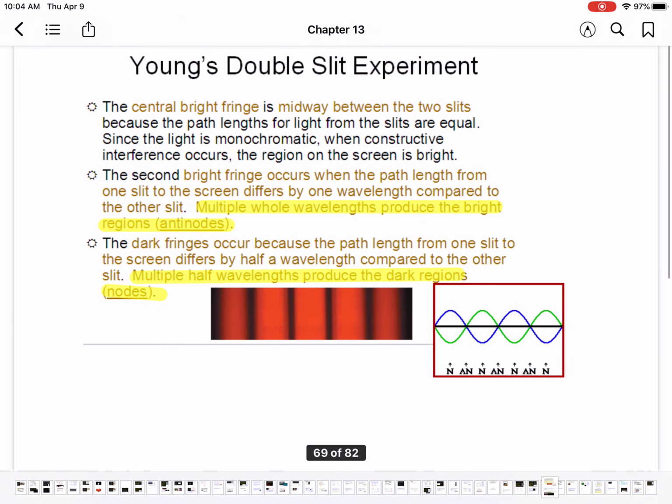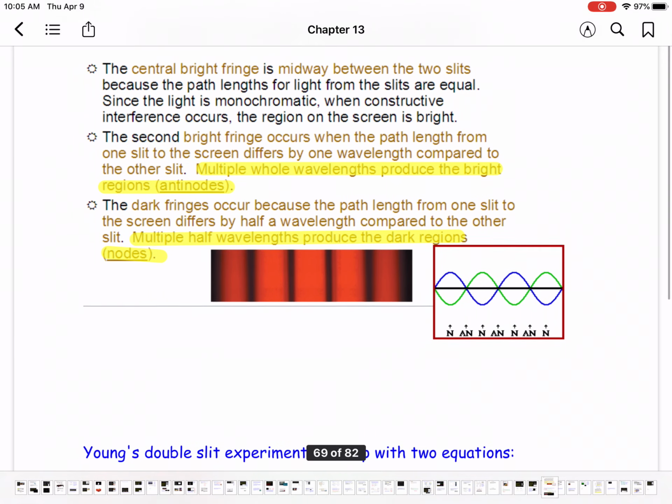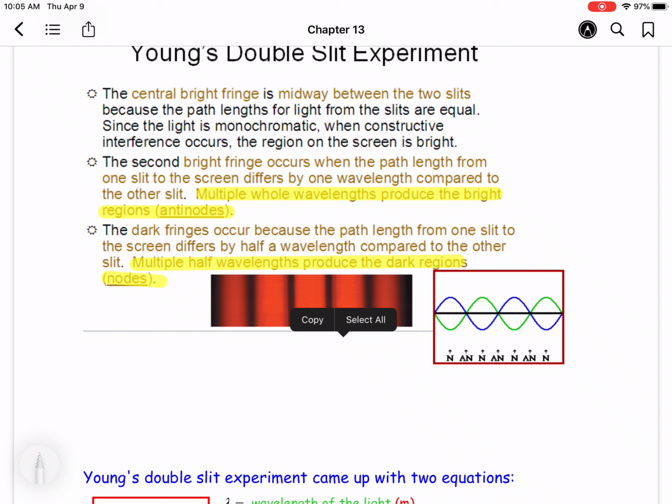The central bright fringe is midway between the two slits because the path lengths for light from the slits are equal. Since the light is monochromatic, constructive interference occurs, and the region appears bright. So we have bright, dark, bright, dark, and we call these antinodes or nodes. Bright regions are antinodes, and the dark fringes are nodes.